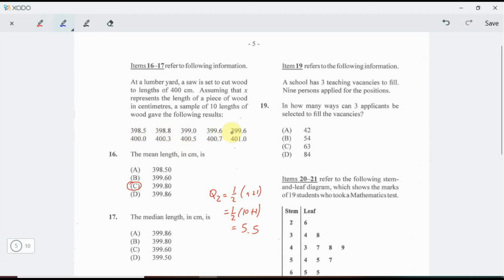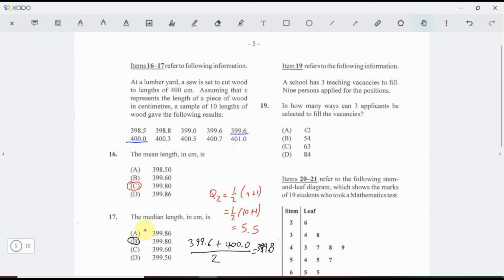1, 2, 3, 4, 5. This is the fifth term. This is the sixth term. So what we're going to do is add them. 399.6 plus 400.0 and divide by 2. When we do that, we get 399.8. That's option B.